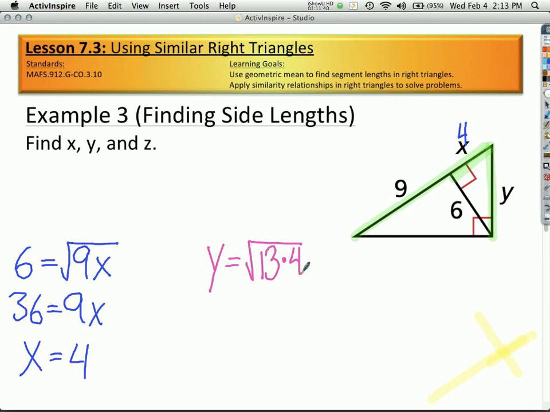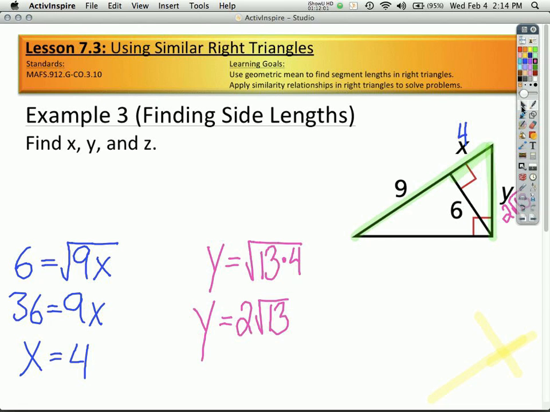Got 3 people who figured it out? 4 people? 5, 6? Tristan? Very good. Y equals 2 radical 13. And so now we know y is 2 radical 13.